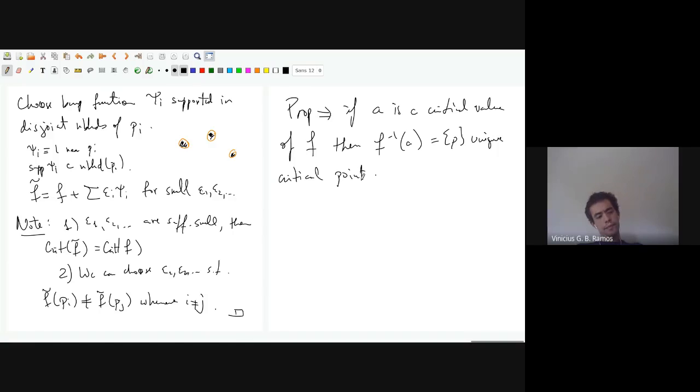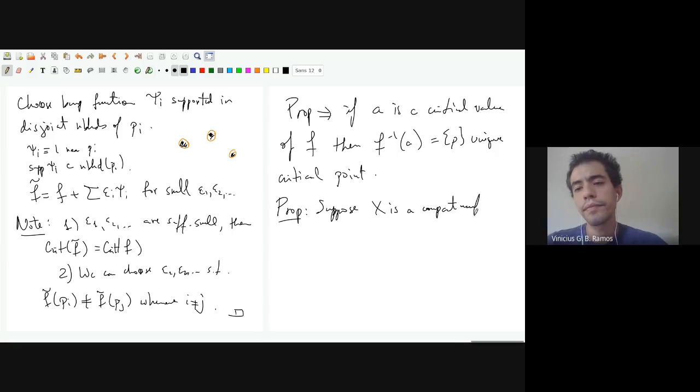Okay. And now I want to do another assumption, which really only makes sense for the case of a manifold with boundary. So let's say that, well, let's prove a proposition, I guess, and then we'll define. This is another proposition. So suppose X is a compact manifold with boundary.